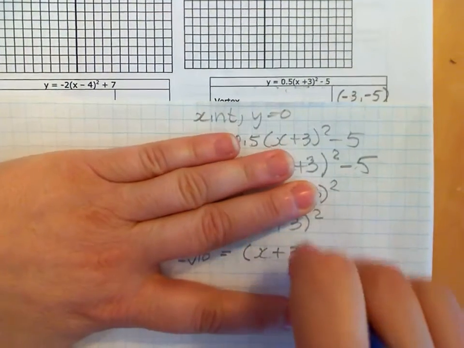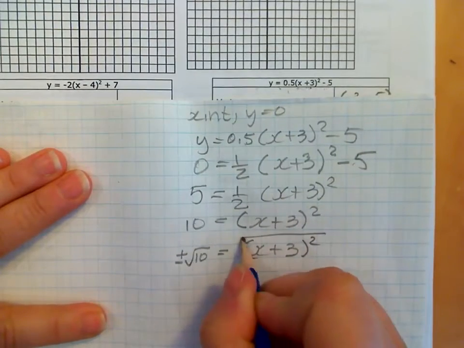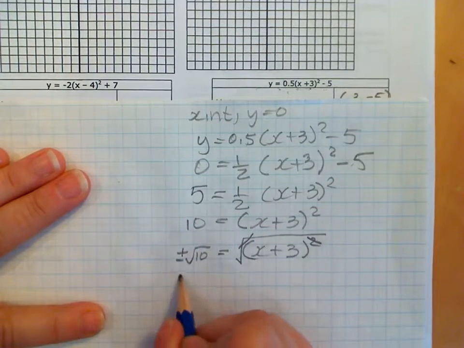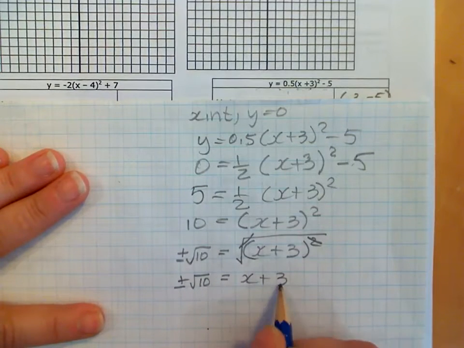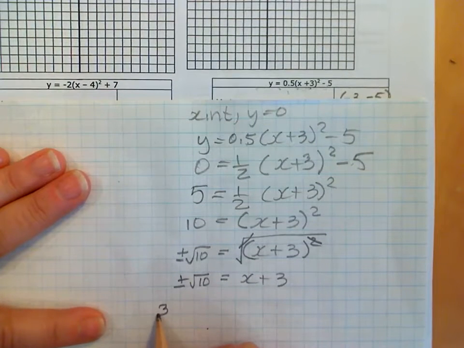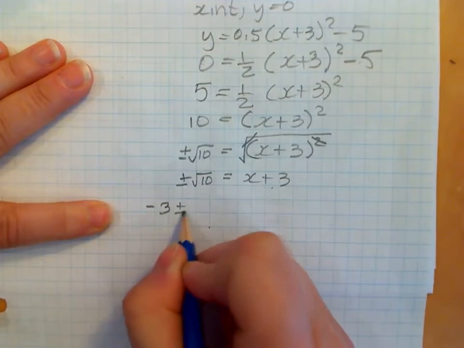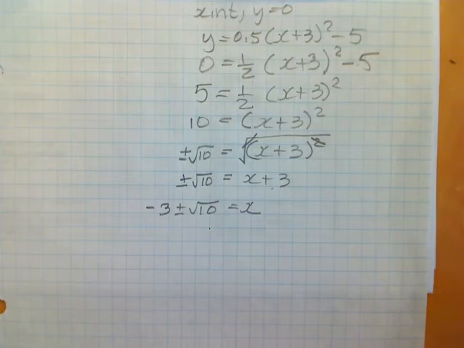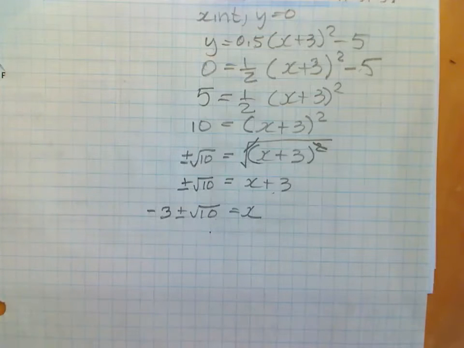Actually, let me write it like this. I'm going to take the square root of both sides, and the square will cancel the square root, so we're left with plus or minus root 10 equals x plus 3, and then when I bring 3 over, it's minus 3, because that's plus 3 here, minus 3 plus or minus root 10 equals x. And then I put it into my calculator to tell me exactly what those two values are. One would be minus 3 plus the root of 10, and one would be minus 3 minus the root of 10, and I'd have two values.